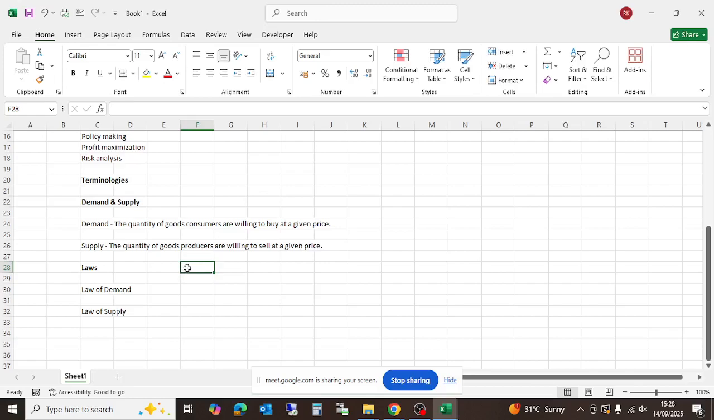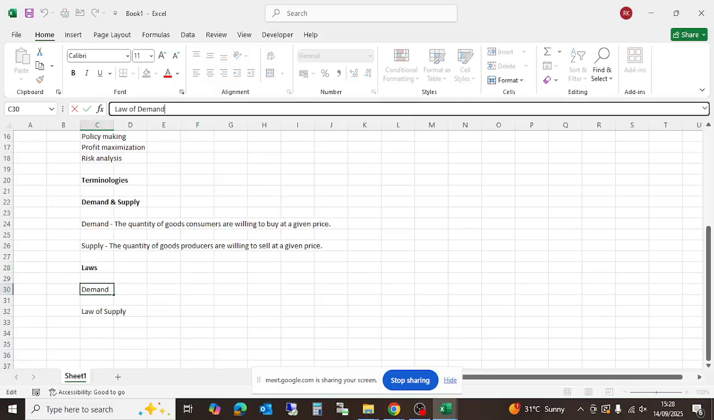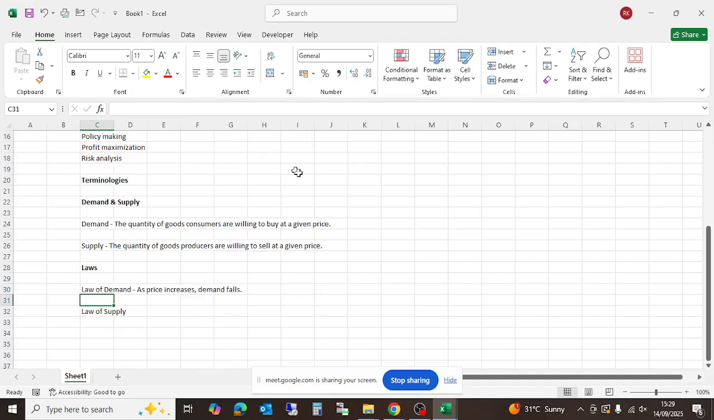Let me explain it like this. Let me just type it like this. As price increases, the demand falls. As price increases, the demand falls. Mr. Oscar, what does this mean? As price increases, the demand falls. What does this mean?